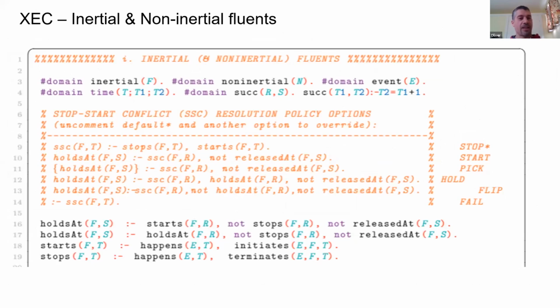Okay, so I'm just going to give you a quick tour. You can look at the paper to see the detail, but basically non-inertial and inertial fluents are handled as normal within the event calculus. The only difference is I provide a lot of options to change the default policy of inconsistency if some conflict happens. And we can choose, if there's a start-stopped conflict, to give priority to stopping the fluent or starting the fluent, or picking randomly, or maintaining the status quo, or flipping the status quo, or simulating the classical canonical DEC and failing at that point.